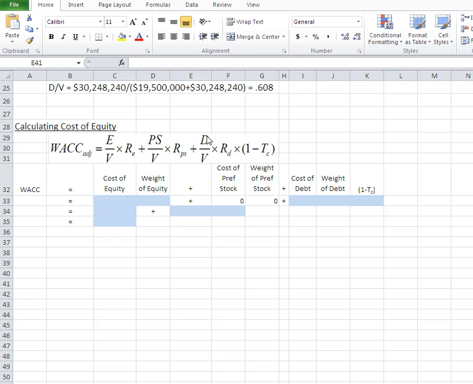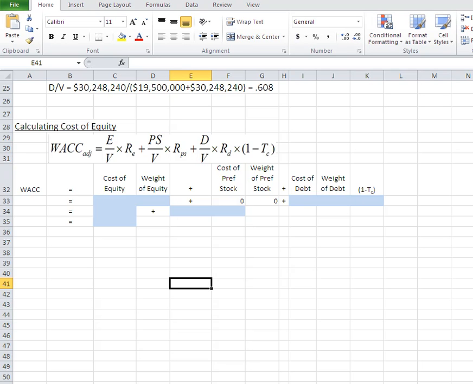And then the last component here is the debt component. Take your total debt over your total equity plus your liabilities, multiply times the cost of your debt, and then multiply that times 1 minus the tax rate, because corporations can deduct the interest paid on that debt. So there is a little bit of a tax advantage to issuing debt here that we need to take into consideration. All right, so let's get started.